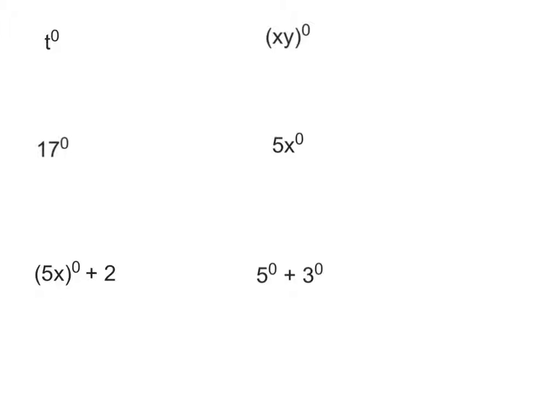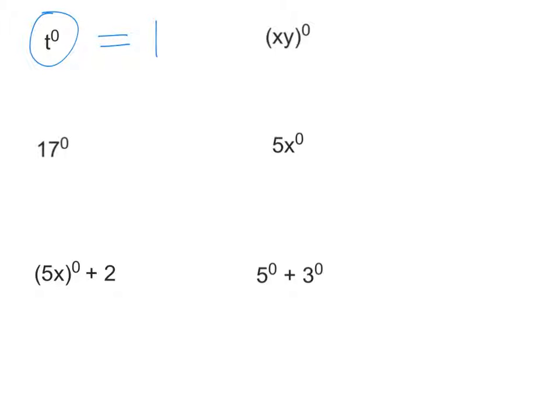So let's now use the third index law on some examples. Just keep in mind that I'm assuming that none of these letters that are bases are equal to 0. So let's look at the first one. The first one is t to the power 0. By definition, using the third index law, that answer is 1.